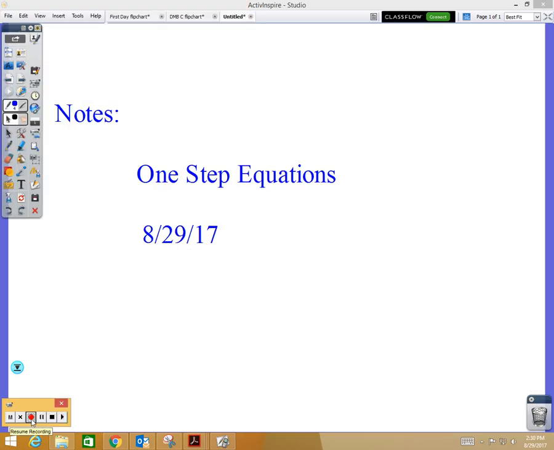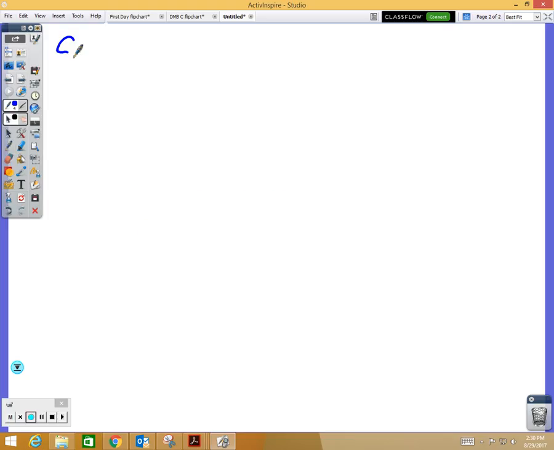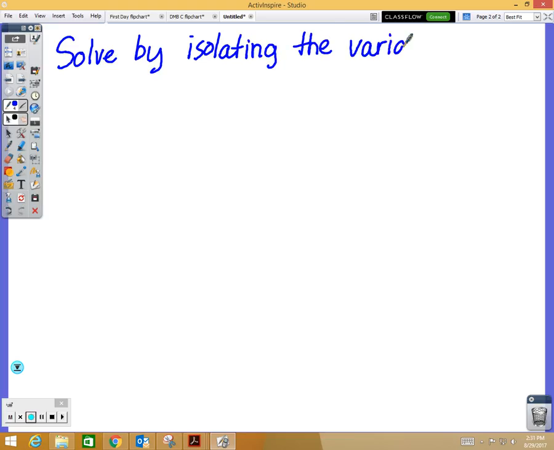So again, this is Chapter 2, Lesson 1. So you want to solve each problem by isolating the variable, and we're going to use inverse operations. Solve by isolating the variable using inverse operations.